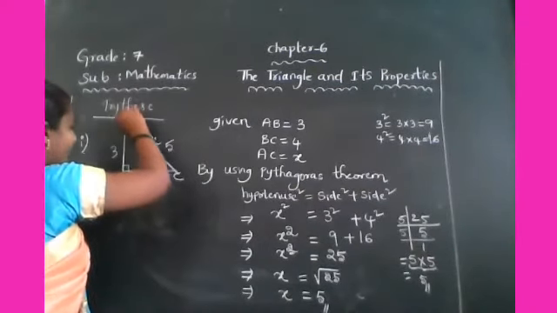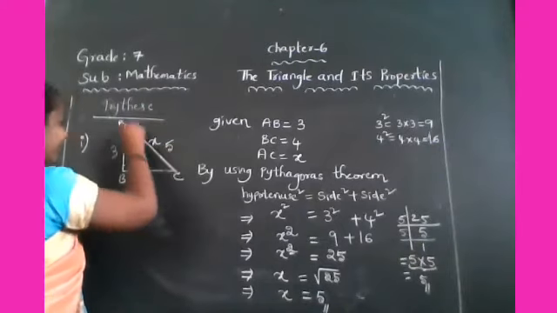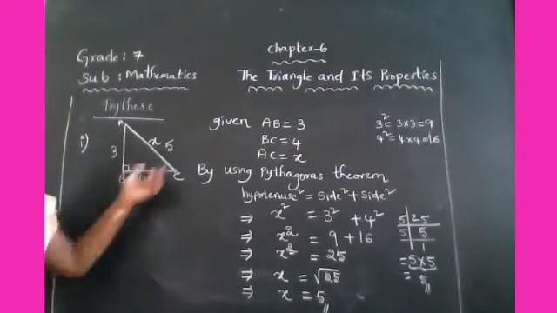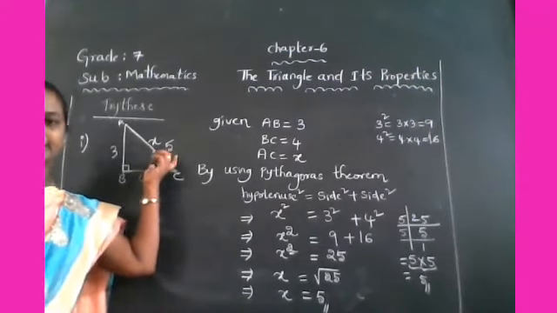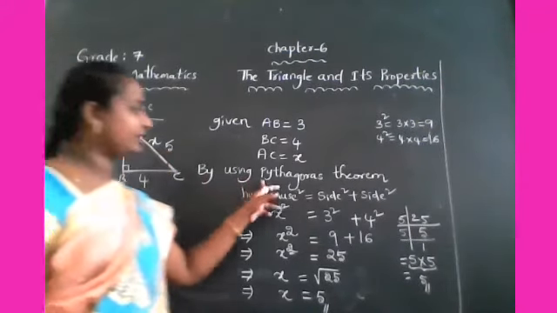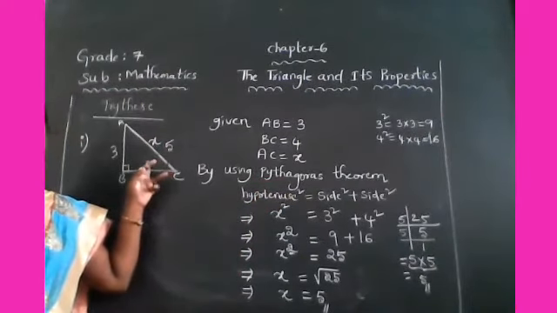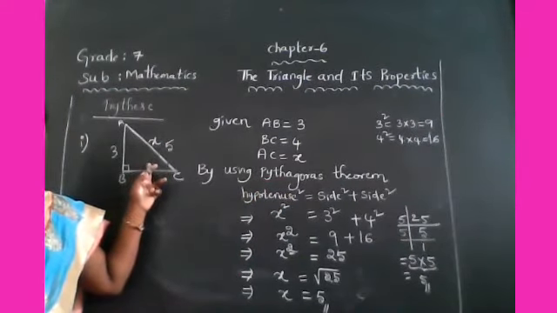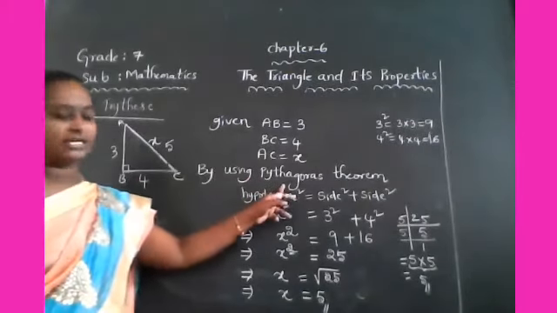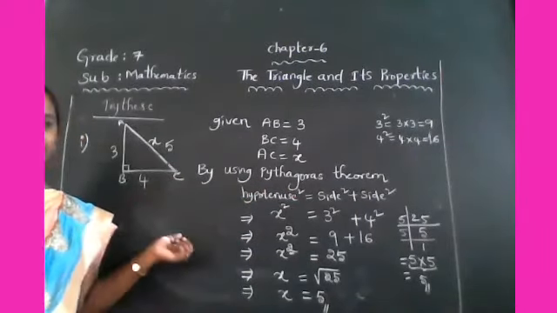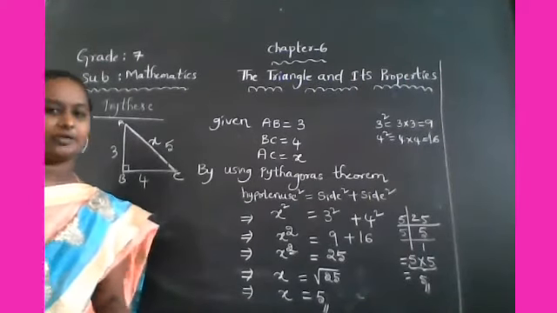The longest side AC is 5 centimeters. Right children? So by using Pythagoras theorem, we can find the third side. This is the main use. Using the Pythagoras theorem, we can find the third side. Is it clear children? Okay, right. You can copy it.